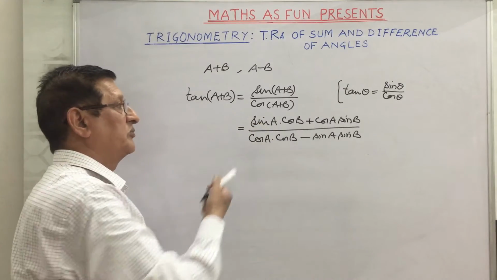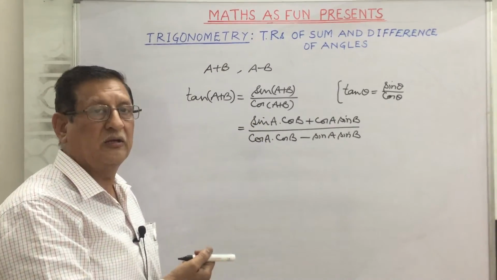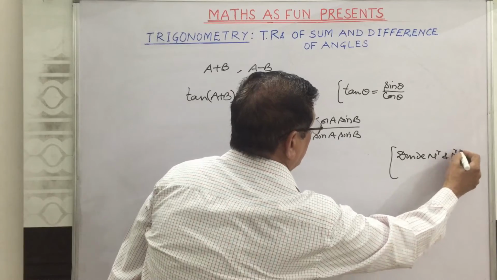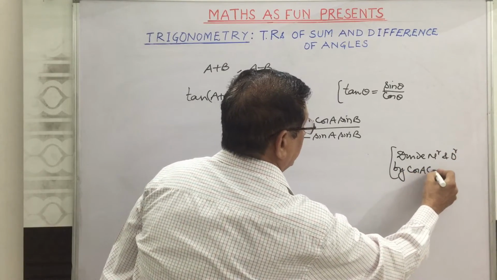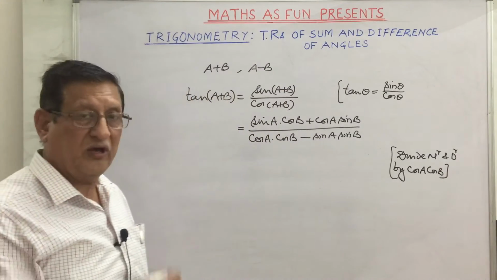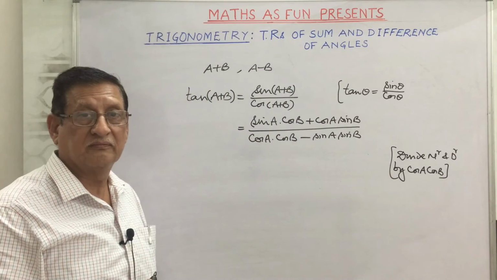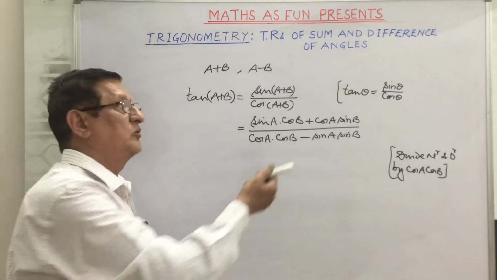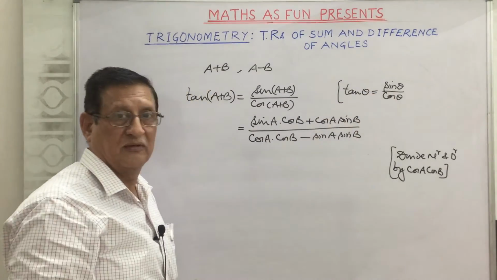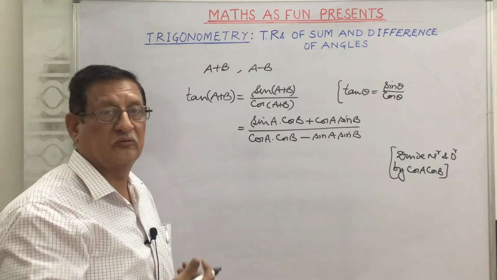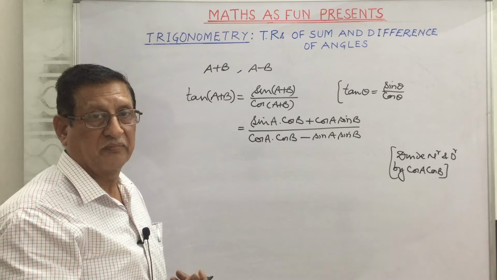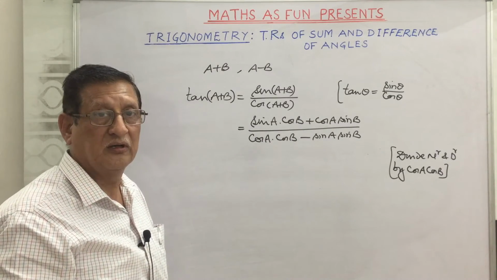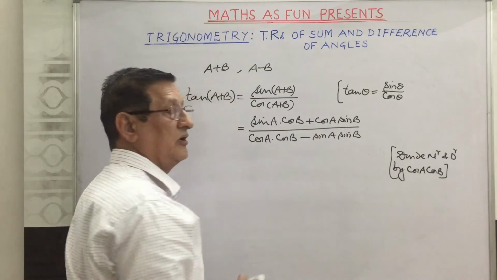Now if we divide both numerator and denominator by cos A into cos B. Why we divide by cos A into cos B? That's the question. So we should know the answer to it. We are dividing this by cos A into cos B because we know tan theta is sine theta upon cos theta. If cos theta is in the denominator, then it may be converted into the form of tan theta. And we want to find a formula of tan A plus B. So this should be in terms of tan A and tan B only. That's the reason we divide this by cos A into cos B.